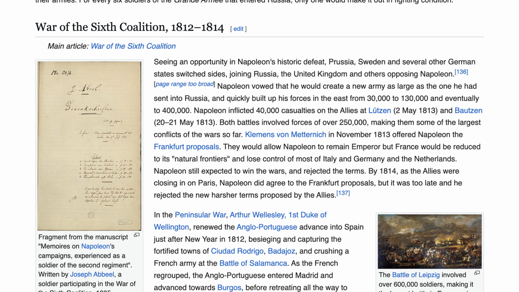In the Peninsular War, Arthur Wellesley, 1st Duke of Wellington, renewed the Anglo-Portuguese advance into Spain just after New Year in 1812, besieging and capturing the fortified towns of Ciudad Rodrigo, Badajoz, and crushing a French army at the Battle of Salamanca. As the French regrouped, the Anglo-Portuguese entered Madrid and advanced towards Burgos, before retreating all the way to Portugal when renewed French concentrations threatened to trap them.